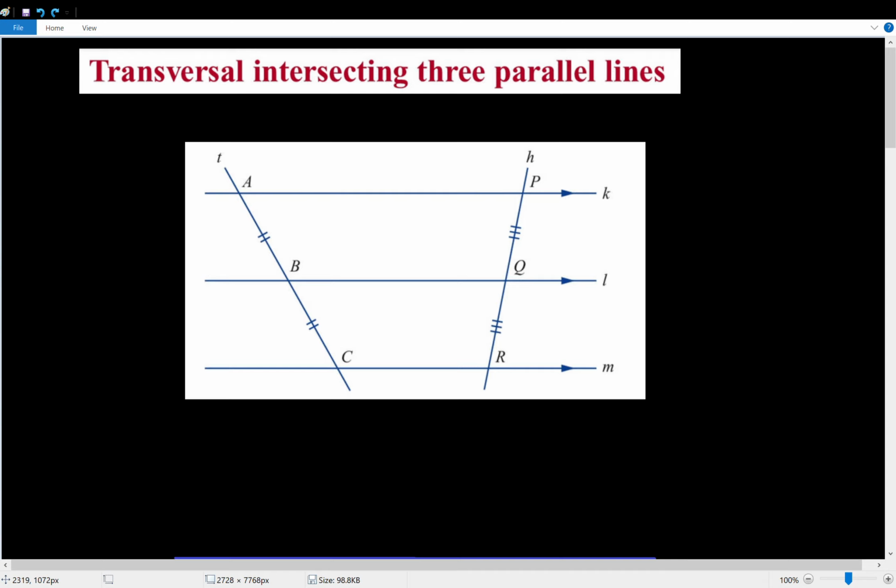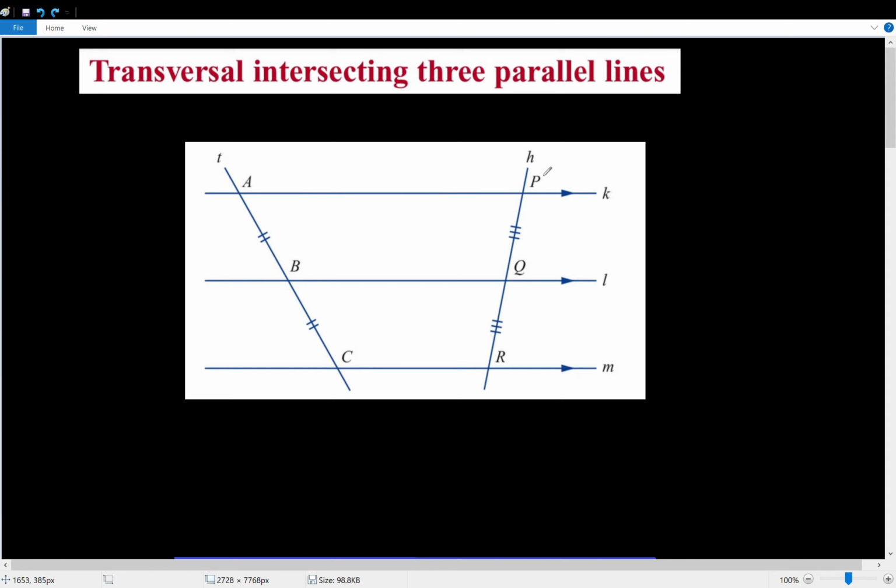In this video, we're just going to talk about transversals intersecting three parallel lines. So we can see from our diagram here we have parallel lines K, L, and M, and we have the transversal lines T going through points A, B, and C, and H going through points P, Q, and R.